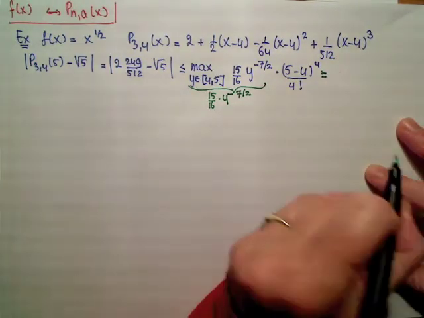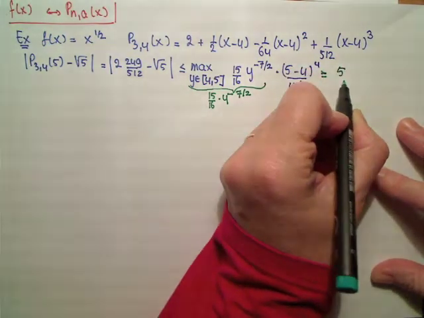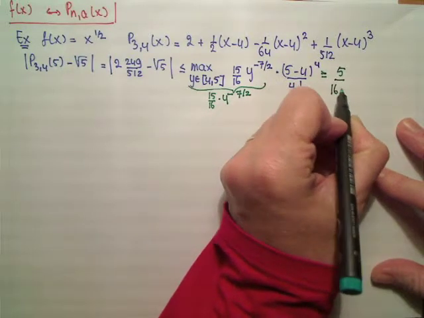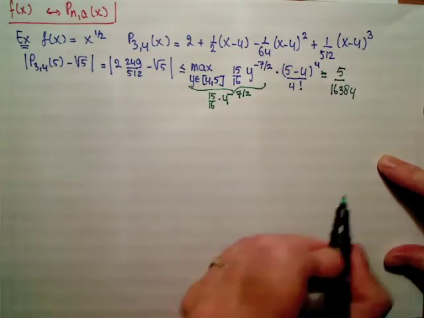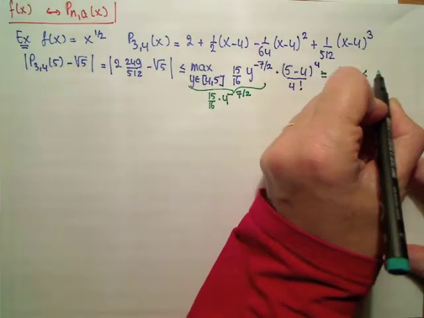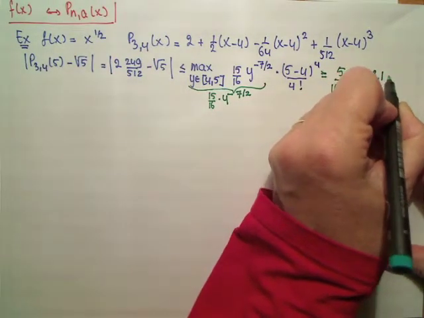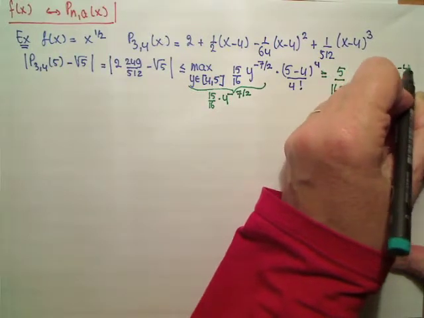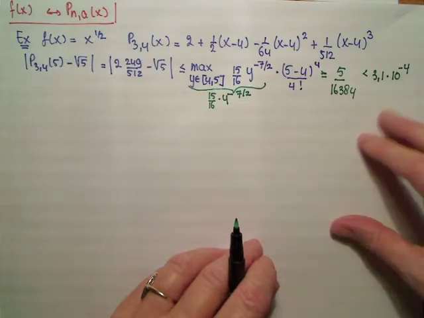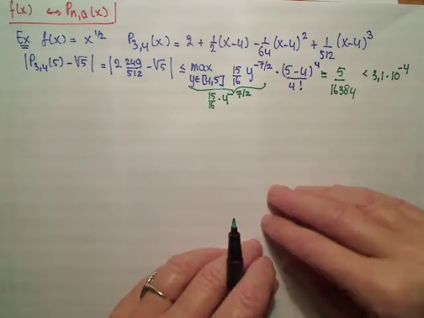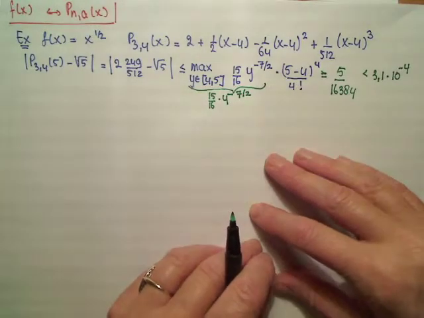what was it? 5 over 16,384, and this is less than 3.1 multiplied by 10 to the power minus 4. So it's already a good enough approximation. So 3 times 10 to the power minus 4 is not bad.